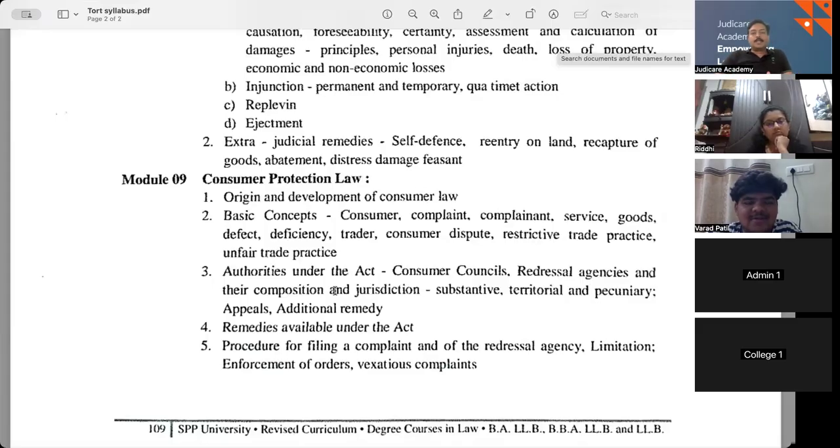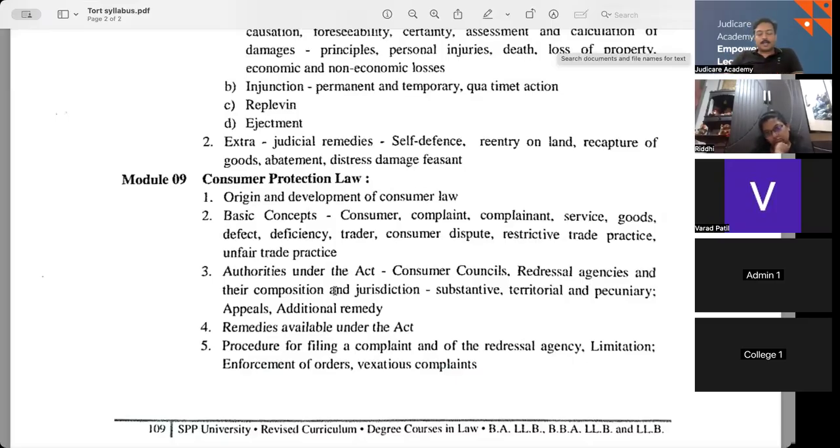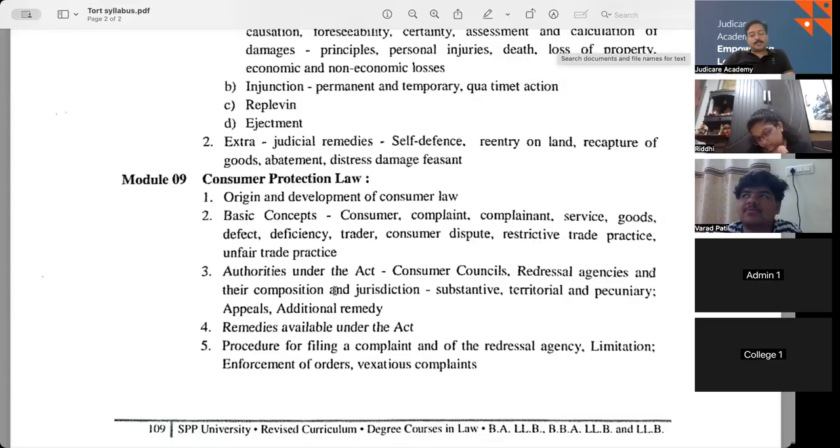Let's talk about restrictive trade practice and unfair trade practice, both of them. These are practices that negatively affect the customer, such as false advertising and fraudulent business actions. So if a restrictive trade practice is there, it is a ban, it is not allowed to do that kind of services.